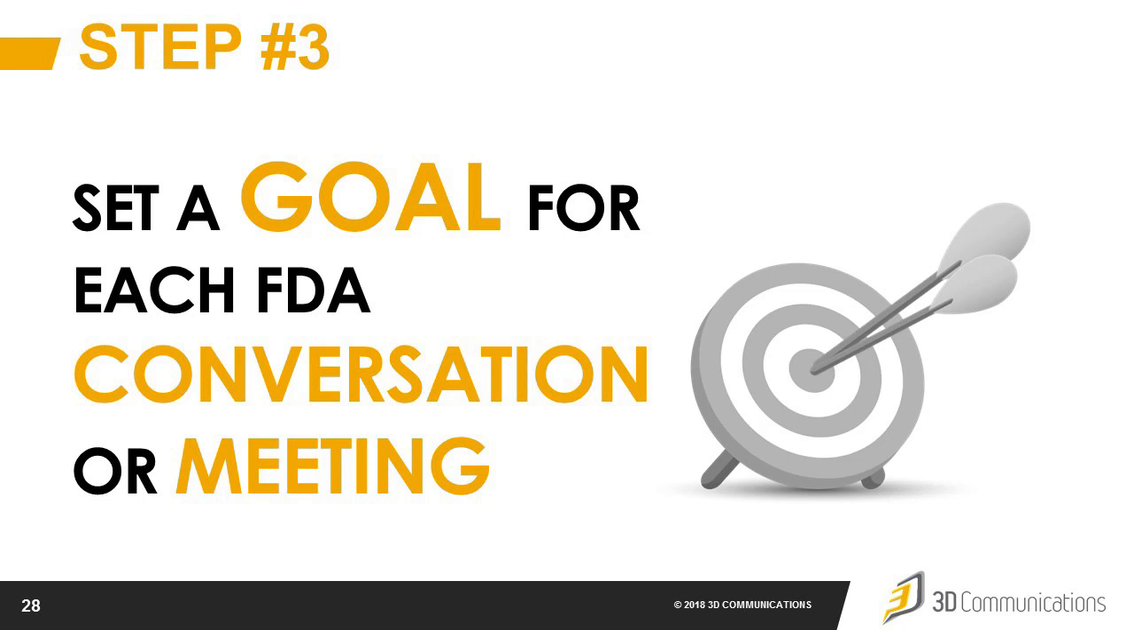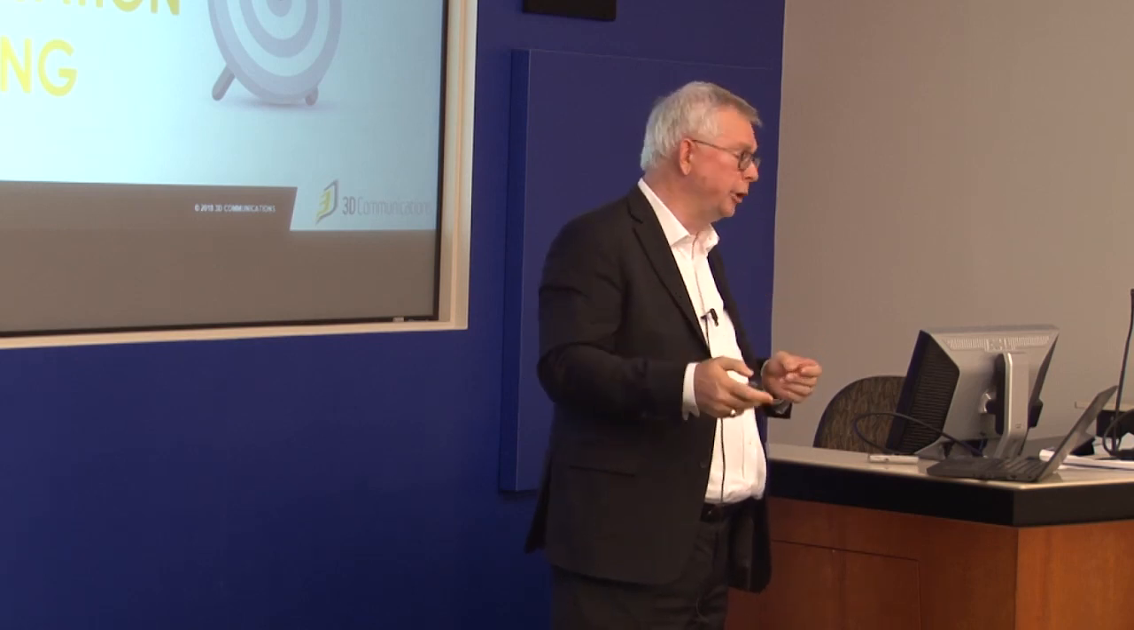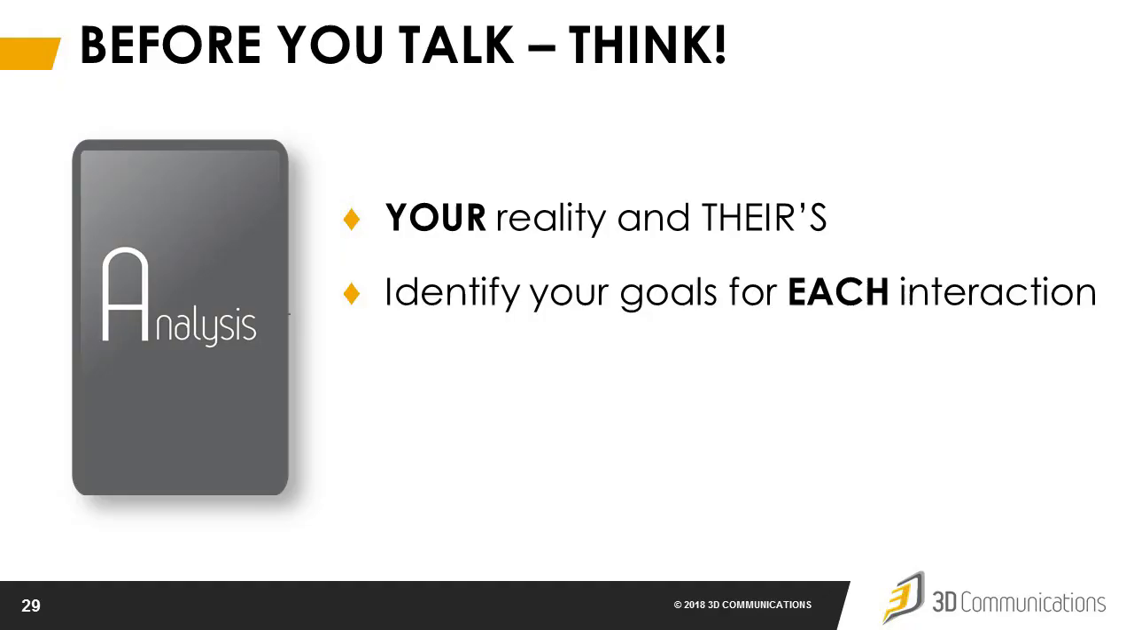Step 3, for every meeting, set a goal. Don't think, oh, it's just a type B meeting, we'll wing that. Set a goal, a very clear outcome. You have a set of goals: you want to get your drug approved, and it's very clear what you need to do to get there. But in your type A, B, or C meeting, make sure that you also have a goal there. And not only look at your reality, but also see what the FDA might think about it.